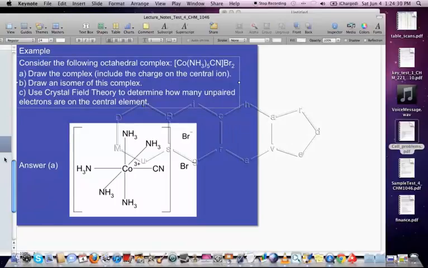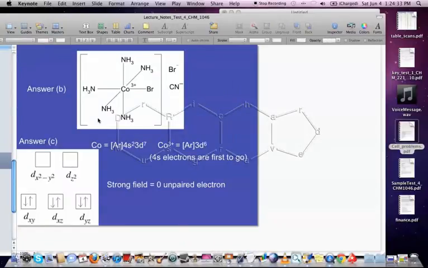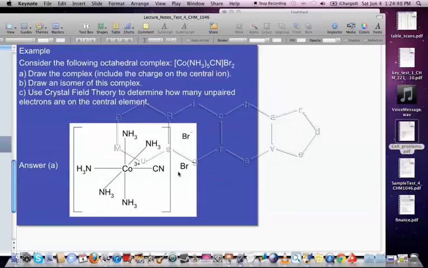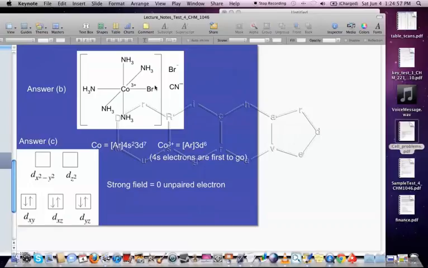Alright, let's take a look at the next question, and that was to draw an isomer. Now this one was ripe for an anion exchange. You can only do anion exchanges if you've got anions on the outside and you've got something different that's negatively charged attached to the central atom. The ammonias we can't exchange because those don't have charges on them, but the Br negative can exchange with the CN negative, and that gives us this isomer here. So the Br is now attached to the cobalt and the CN negatives on the outside. So this is an isomer of this particular compound.